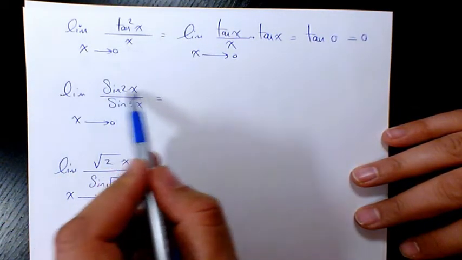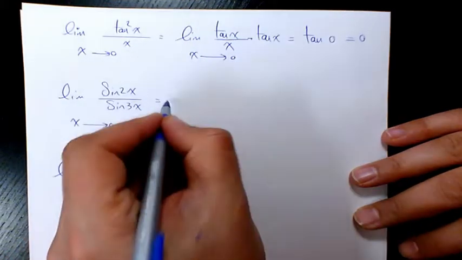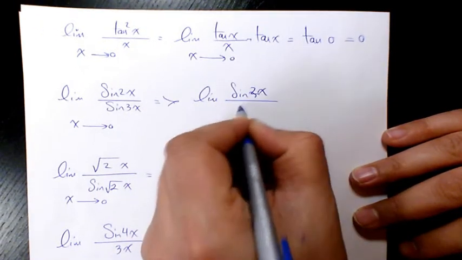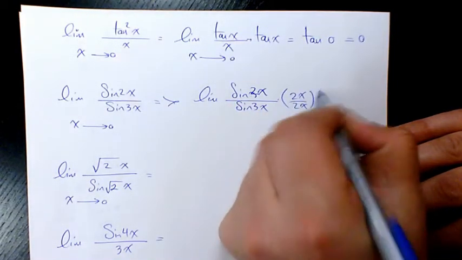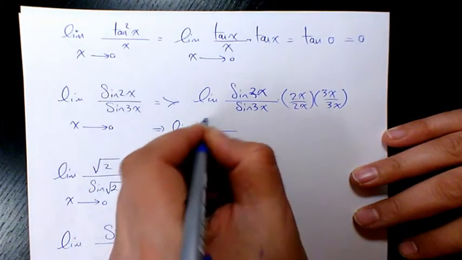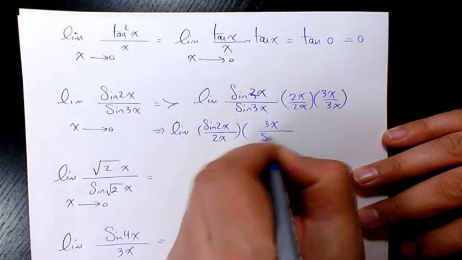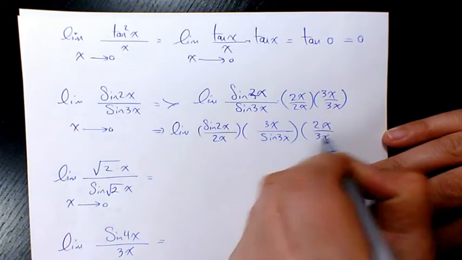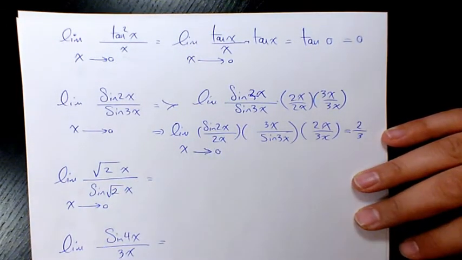Next one, limit of sine 2x over sine 3x when x is approaching 0. You're going to multiply both numerator and denominator by 2x over 2x and 3x over 3x, which is going to give me sine 2x over 2x times 3x over sine 3x, and that's going to be 2x over 3x, which is going to be 2 over 3 when x is approaching 0.